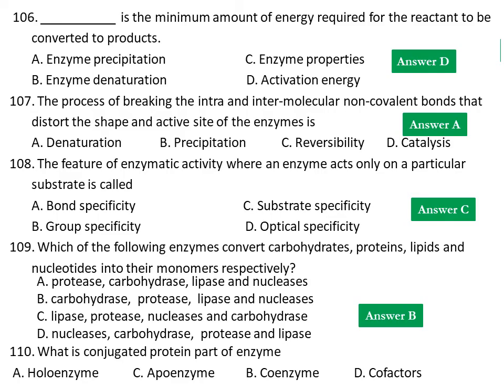Question number 110. What is the conjugated protein part of an enzyme? A. Whole enzyme. B. Apoenzyme. C. Coenzyme. D. Cofactor. So the answer should be A, whole enzyme.